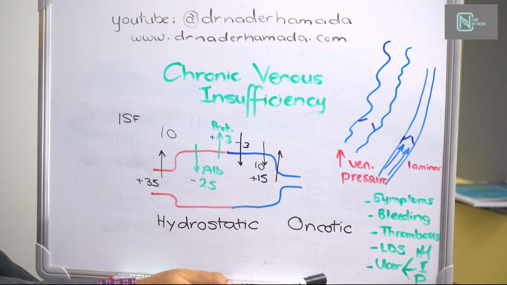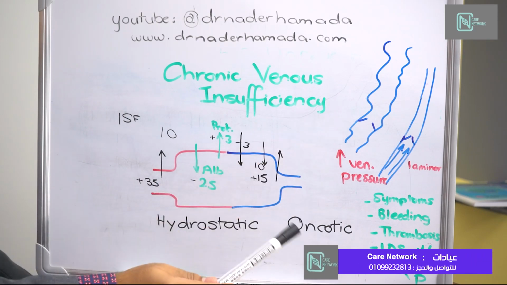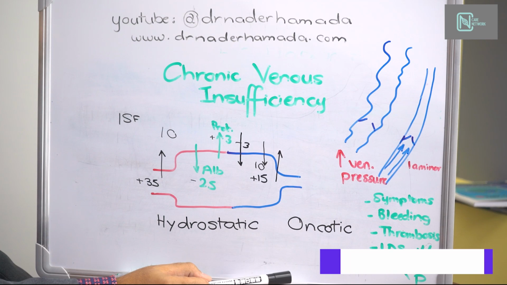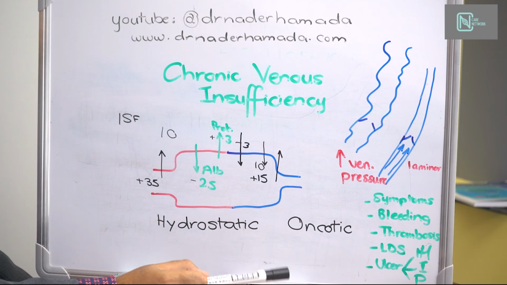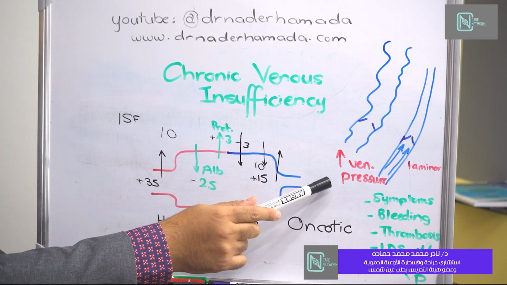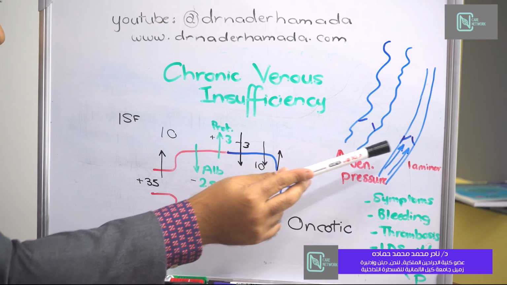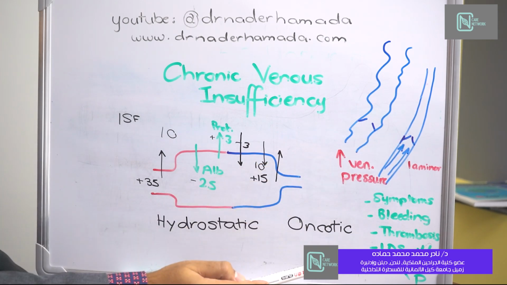So the first thing, the patient might have symptoms because of congestion of the blood in the veins. Usually the patient would have pain in the form of heaviness or aching pain, especially when he stands for a while. But what are the complications that might happen for these patients? The problem with this patient is that they have high venous pressure, because the blood will be congested here because of the valves which are incompetent.